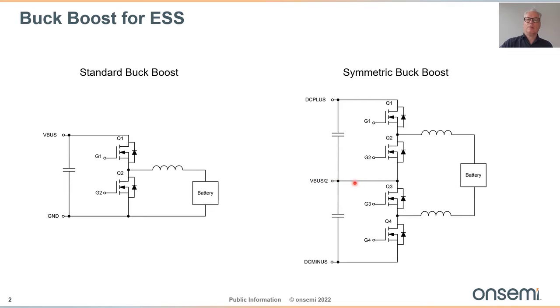The symmetric buck boost has easy connection to the ground of the system or the neutral point of the system. Here there's no clear connection to the neutral point. This could be connected to the live and neutral, for example. Here there is an intermediate level, and that makes EMI much easier to handle.